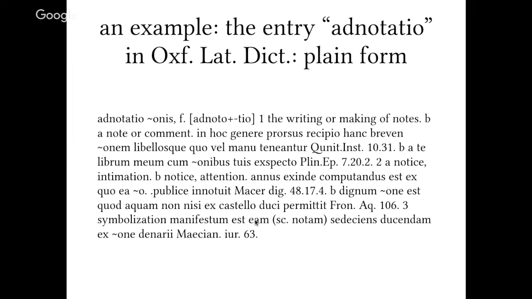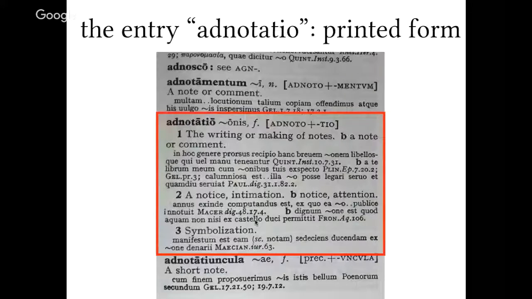I've chosen an example of the entry Annotatio in the Oxford Latin Dictionary, and more or less in order to play a little bit around, I give you first of all the plain form. I have put here the plain form of this entry without any typographical marking. And you see, it is not the easiest thing to read and not the easiest thing to use. If our dictionaries were like that, they would be really very difficult to use. They are not like that.